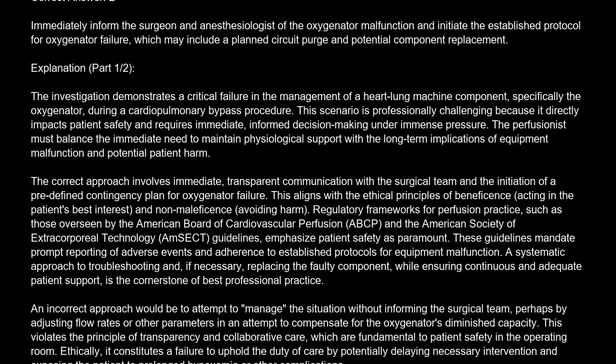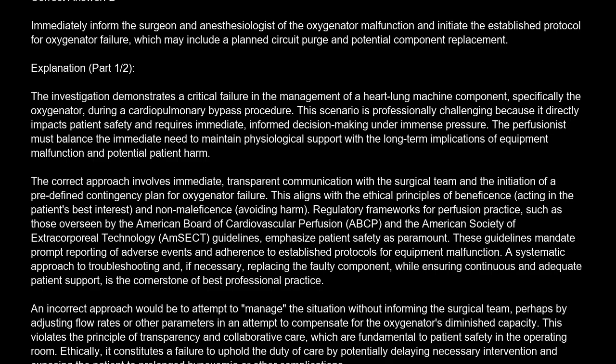The perfusionist must balance the immediate need to maintain physiological support with the long-term implications of equipment malfunction and potential patient harm. The correct approach involves immediate, transparent communication with the surgical team and the initiation of a predefined contingency plan for oxygenator failure. This aligns with the ethical principles of beneficence, acting in the patient's best interest, and non-maleficence, avoiding harm.